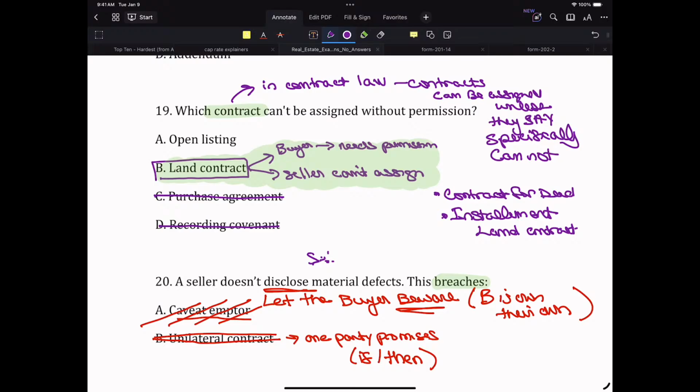What is going on with my thing? Let's try that again. It is basically seller financing.